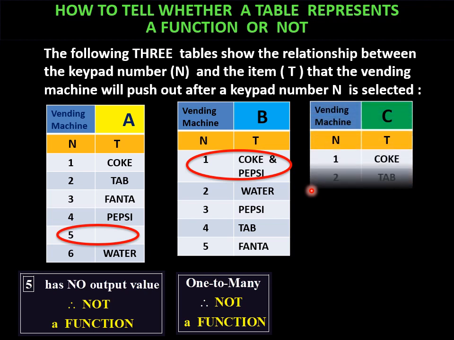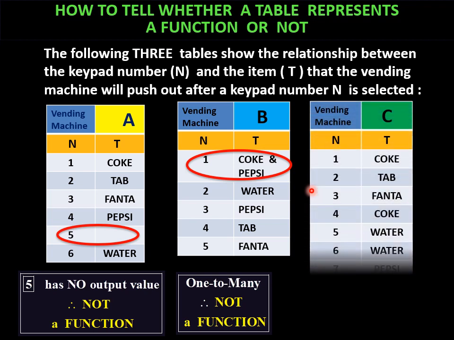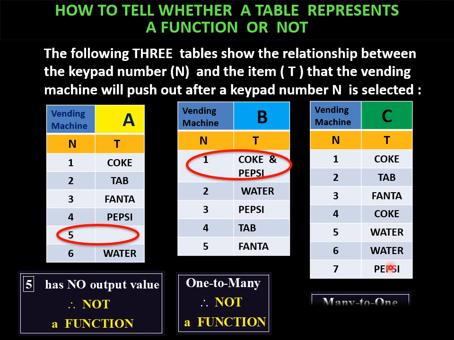Let's look at vending machine number C. Look at it carefully. 7, there's one output. 5, there's one output. But if I look at 5 and 6, they give me the same output. And having the same output is not a problem, because 1 only gives me 1. Right? So C, although it's many to 1, is still a function, as long as the output is a 1 there.